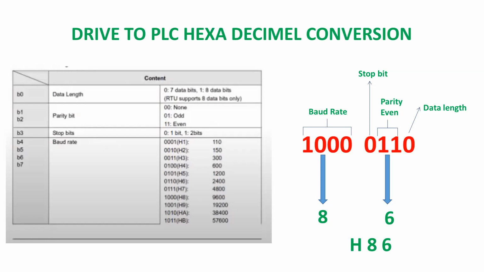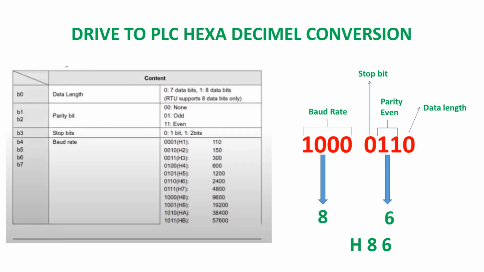How can I explain this? Okay, coming to the programming of the PLC. This is how the drive conversion says: I am taking 7 bits, I am taking the parity as even, and I'm going to have this stop bit. In this table, the drive is saying that it is going to encode the stop bits, the parity bits, the data length, and the baud rate. That value is H86.